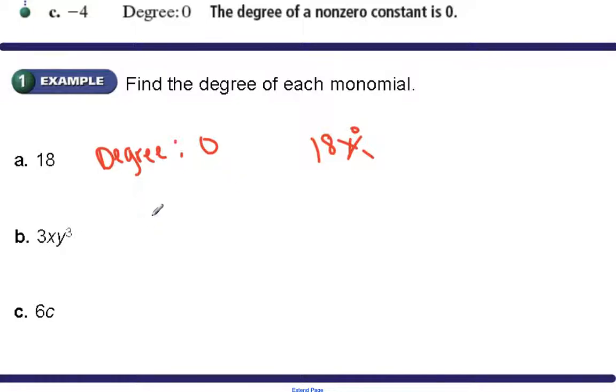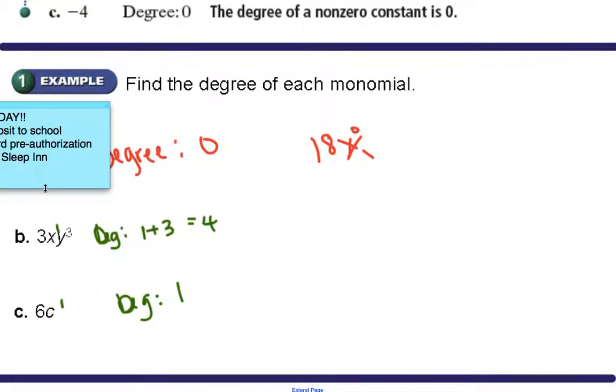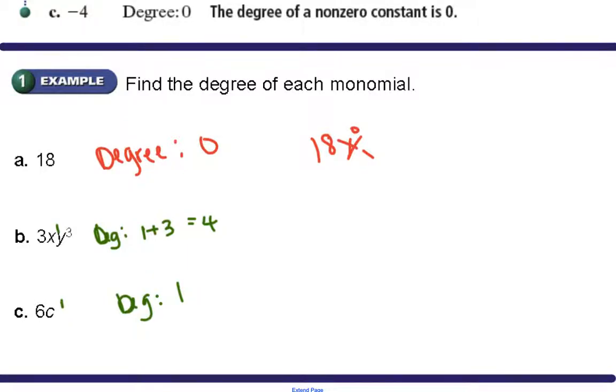This one down here, the degree would be equal to this 1 plus 3, which is 4. And this one down here, that's degree 1. And that's it. So when you're finding the degree, it's just the sum of the exponents of the variables. And if there is no variable, then it is degree 0. If it's just a constant, it's 0.